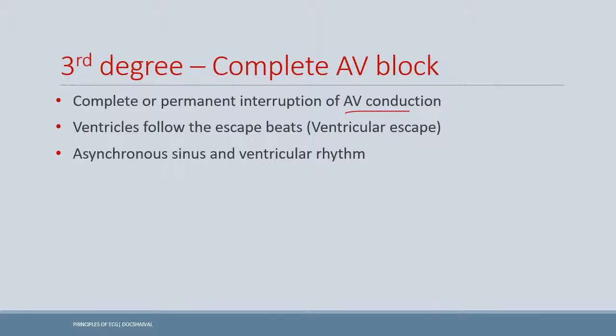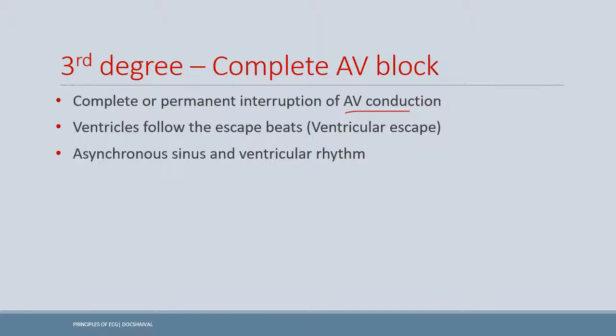And now what is happening is that there is no conduction of the supraventricular impulses or atrial impulses to the ventricles. And what would happen, can you imagine? Yes, of course, the other pacemakers. Now the heart has many pacemakers because the SA node fires at the highest rate, so it becomes the pacemaker.